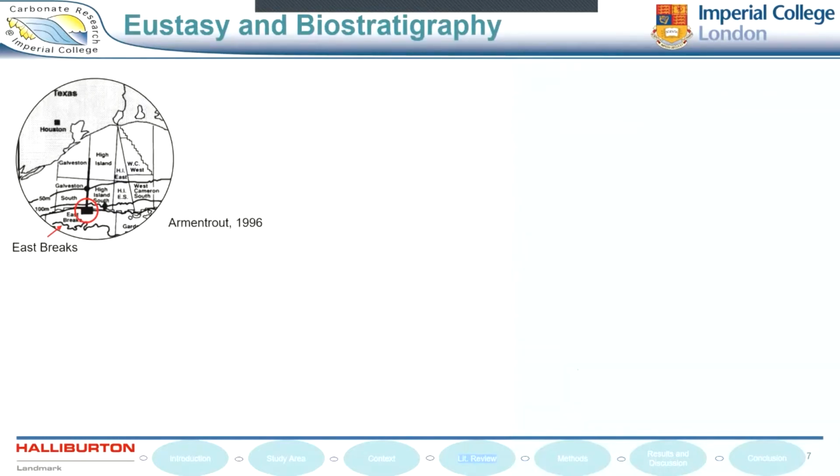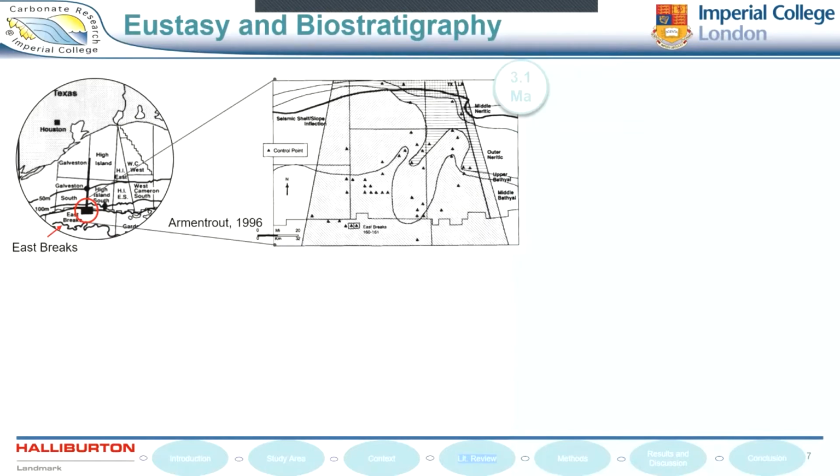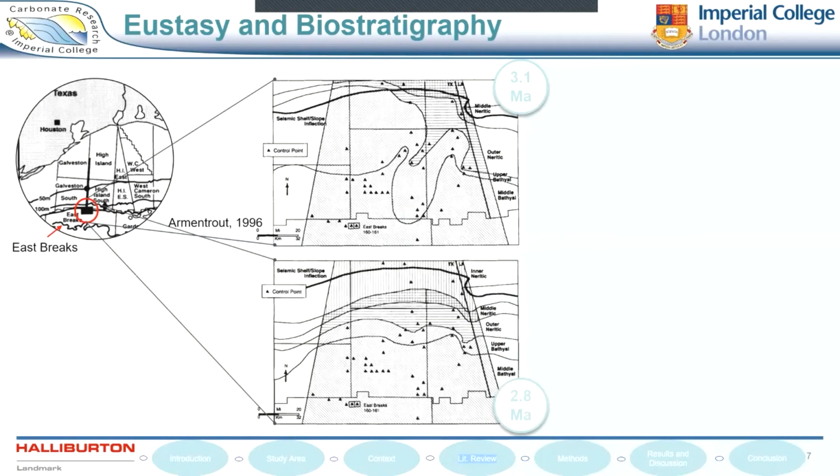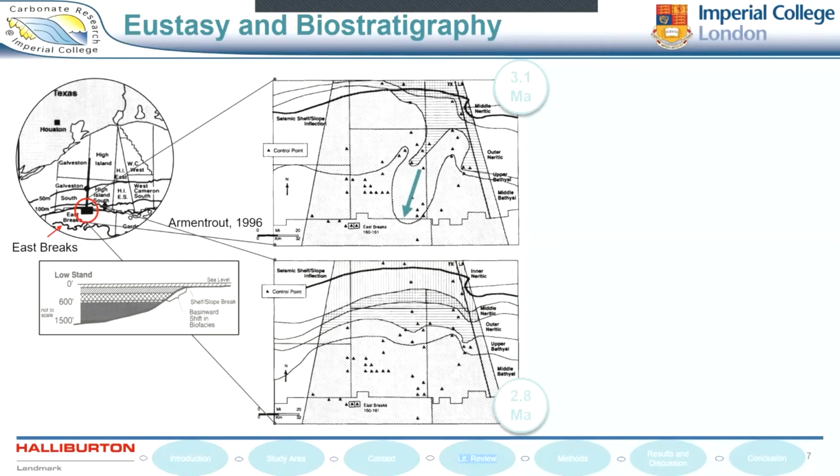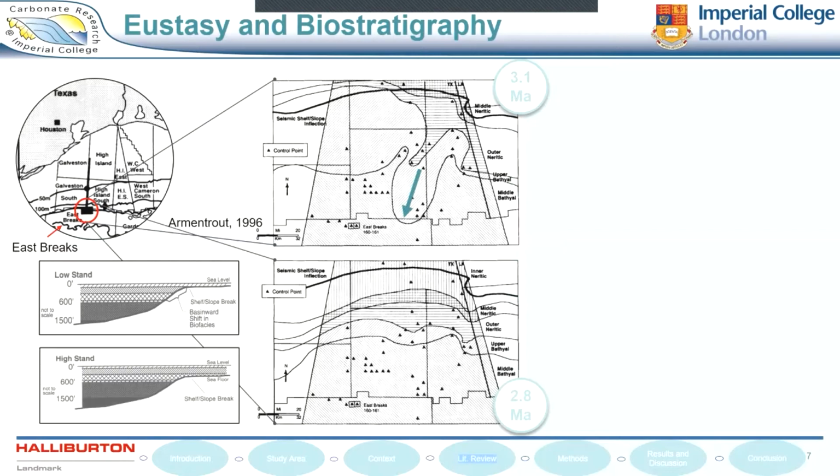Sea level and biostratigraphy. What were the previous studies? Armentrout in 1996 looked at the biofacies response in East Breaks, and this can be seen in these two diagrams, 3.1 Ma and 2.8 Ma. So during maximum lowstand at 3.1 Ma, we saw the basinward incursion of the biofacies. So the basinward incursion of the neritic and upper bathyal facies. This was the opposite during highstand at 2.8 Ma, which saw the retreat of the biofacies back to shore.